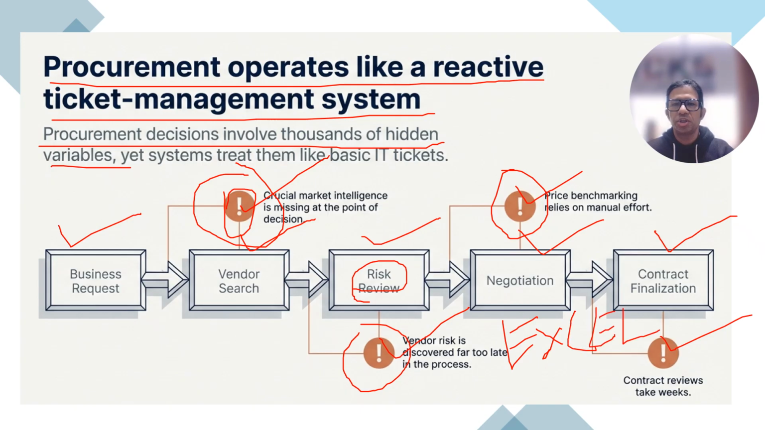This is why negotiation often depends on tribal knowledge instead of a system. See this one, contract finalization. Contracts are unstructured PDFs and legal teams have to manually read, review, redline, check clause deviations and route approvals. So the entire procurement flow gets stuck at contract finalization.